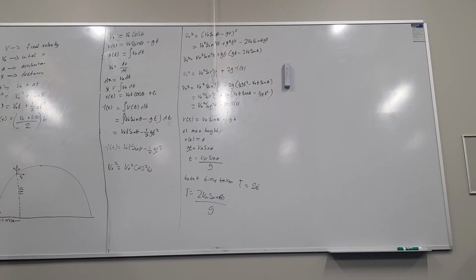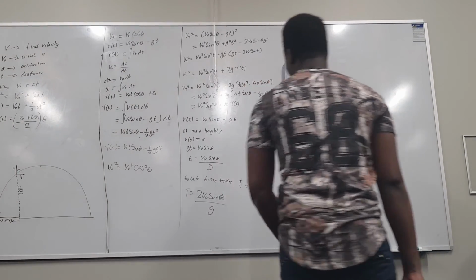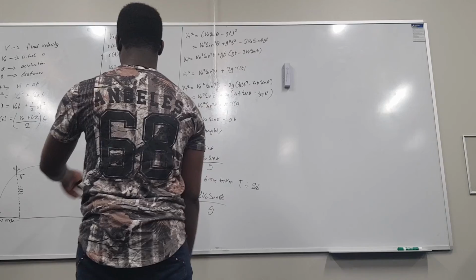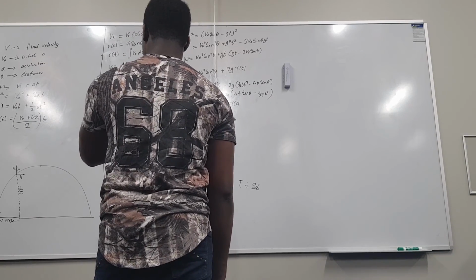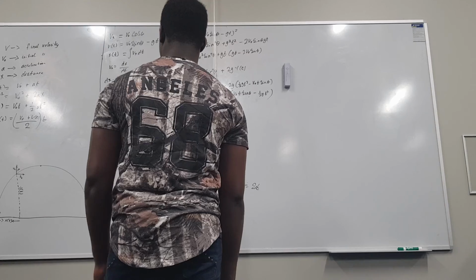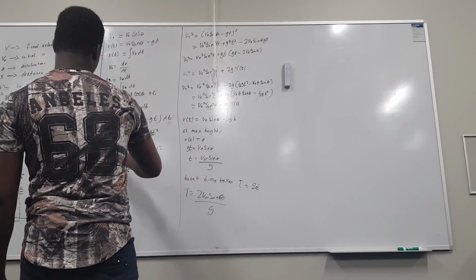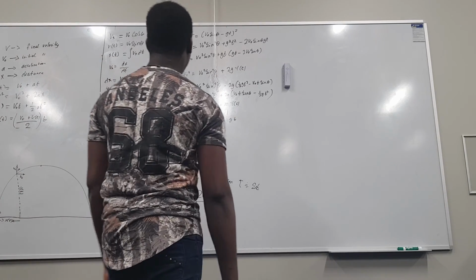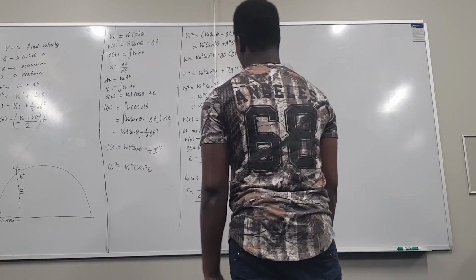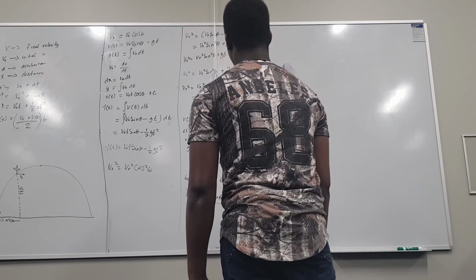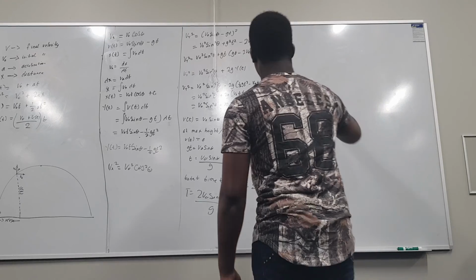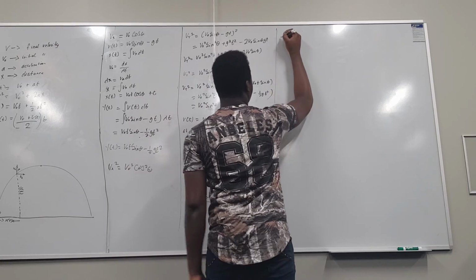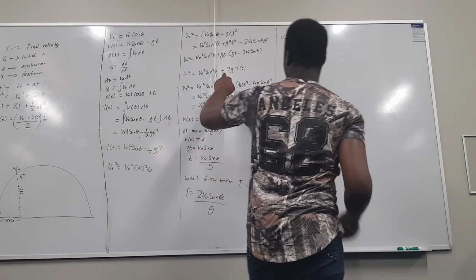So what about maximum height? Where do you take maximum height from? For maximum height, Vy squared will be equal to 0. So we know that Vy squared, let me draw a line here. I'm going to change this positive to negative because of the equation.